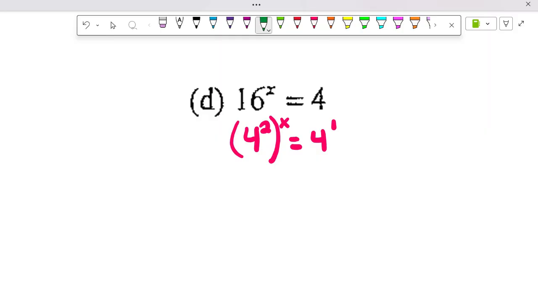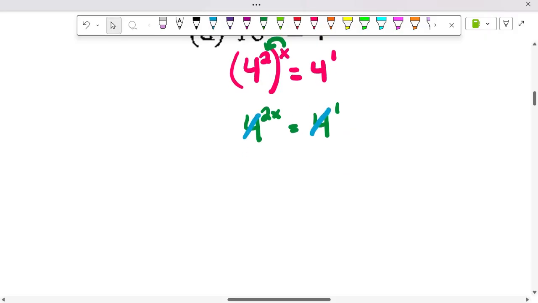So then we would invoke the power rule, which we talked about on Monday, which just means you take whatever the outside exponent is and multiply it to whatever the inside exponent is. So this would be 4 to the 2x is equal to 4 to the first. Now, since my bases are the same, I can get rid of them and bring down what's in my exponent. So I have 2x is equal to 1.